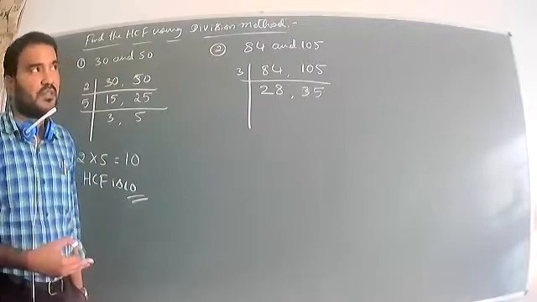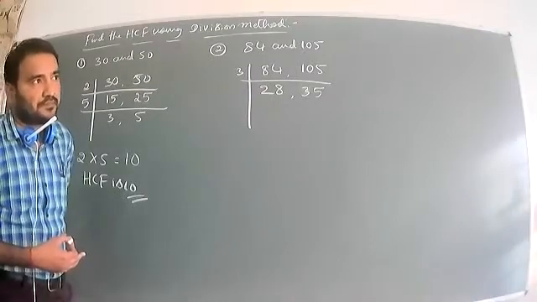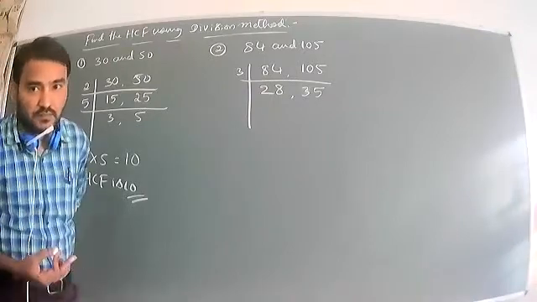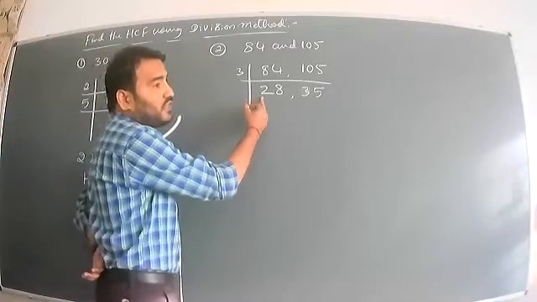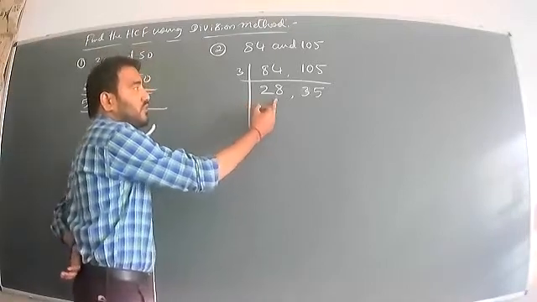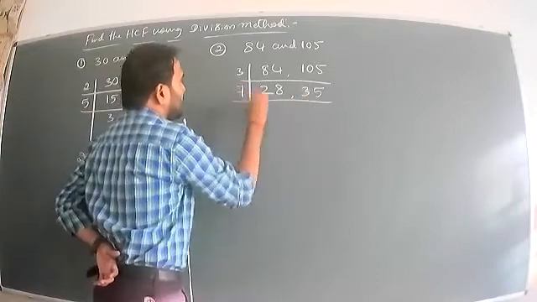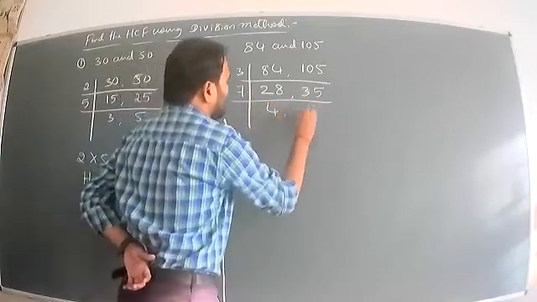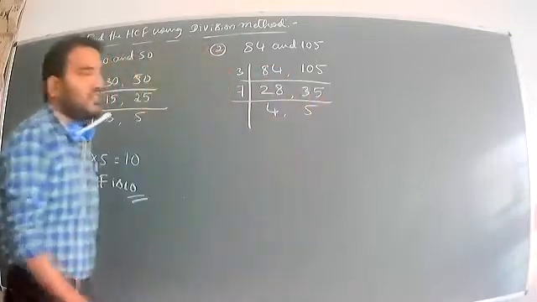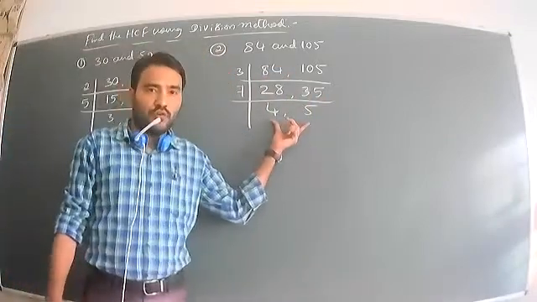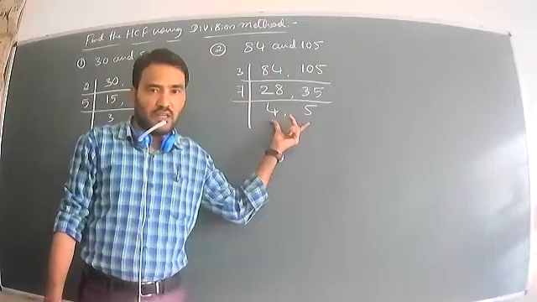Can we use the tables? Can we divide by 7? 7 1 the 7, 7 2 the 14, 7 3 the 21, 7 4 the 28, 7 5 the 35. Both the numbers are divisible by 7. Now 7 4 the 28, 7 5 the 35. Now these numbers 4 and 5 are co-prime numbers, because we cannot take any other number.